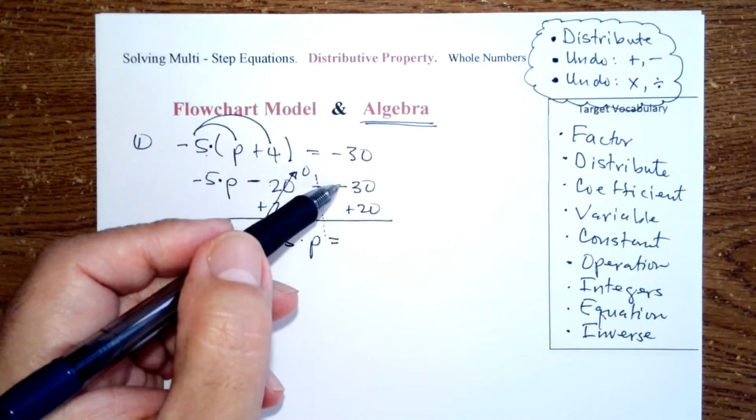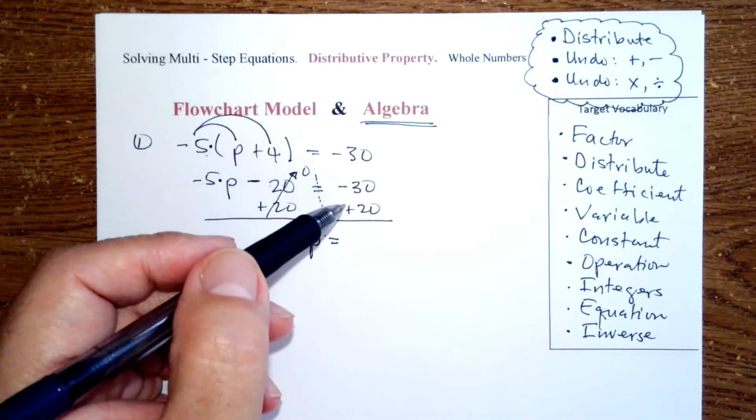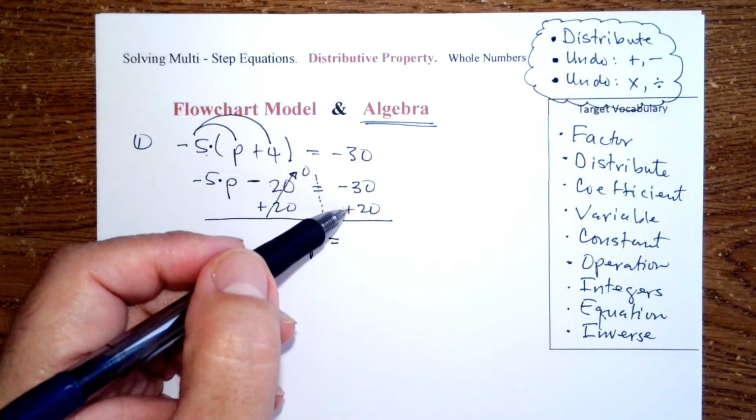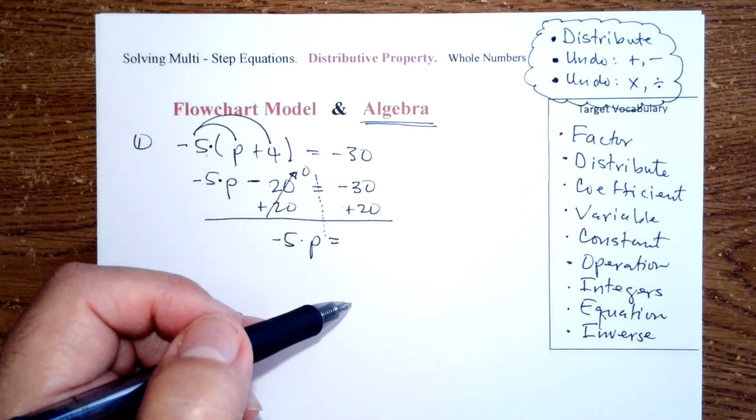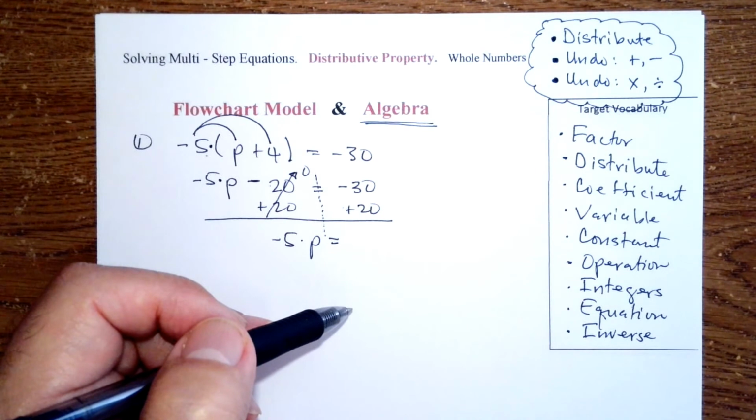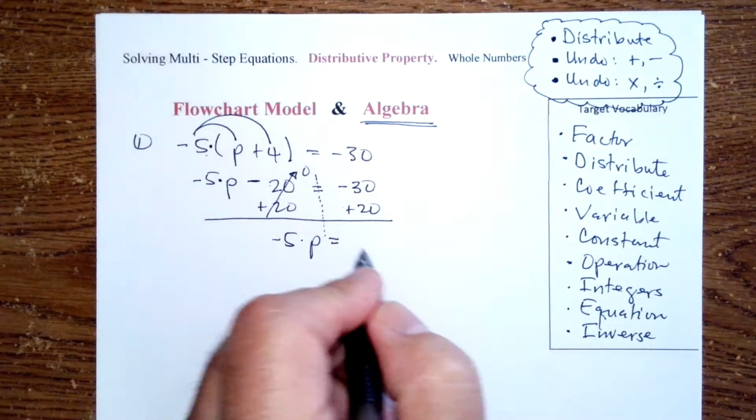Be careful over here. I have a minus 30 and a positive 20. Or I have 20 minus 30. What is 20 minus 30? A positive or a negative result? Correct. Negative 10.